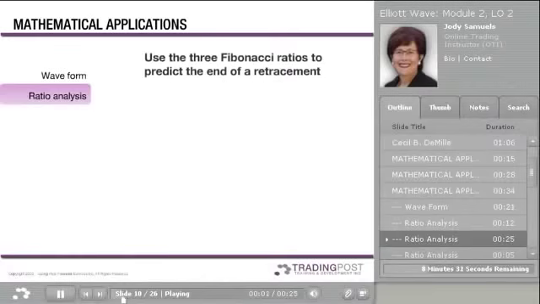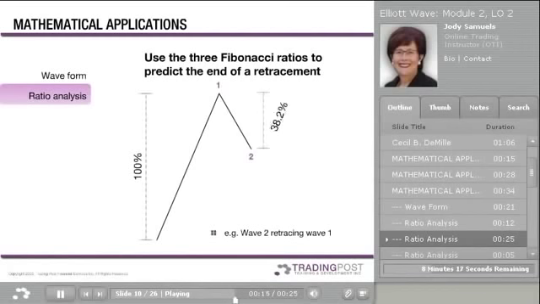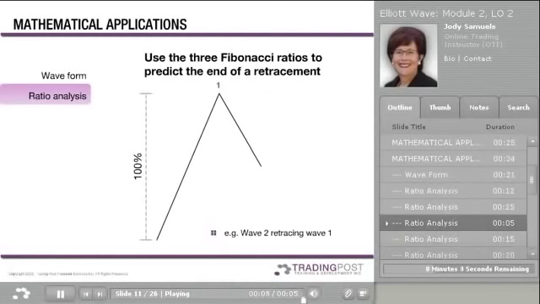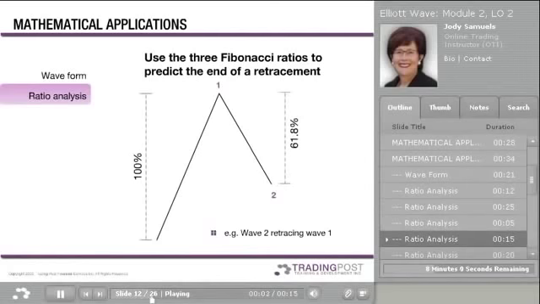We can also apply Fibonacci ratios to Elliott wave in order to predict the end of a retracement. This means that at 38.2%, 50%, or 61.8% retracement of wave 1, we can anticipate a possible end to wave 2. The end of wave 2 usually forms at the retracement level of either 38.2%, 50%, or 61.8%. It should be noted that a 76.4% retracement is not uncommon in highly leveraged markets like Forex and commodities.